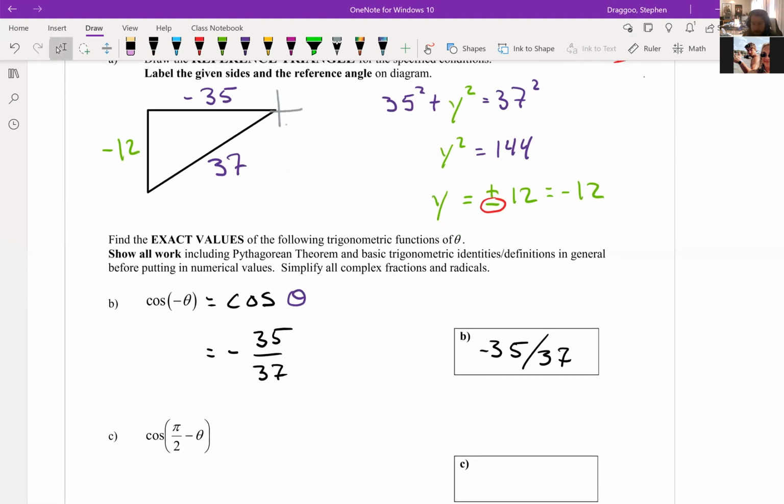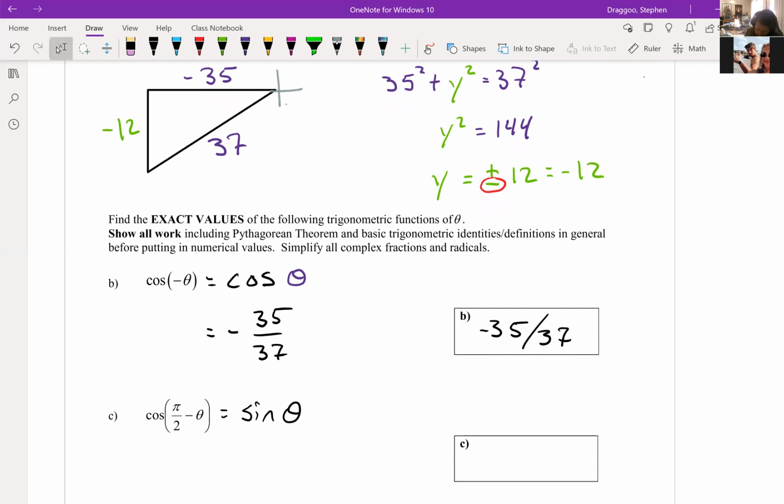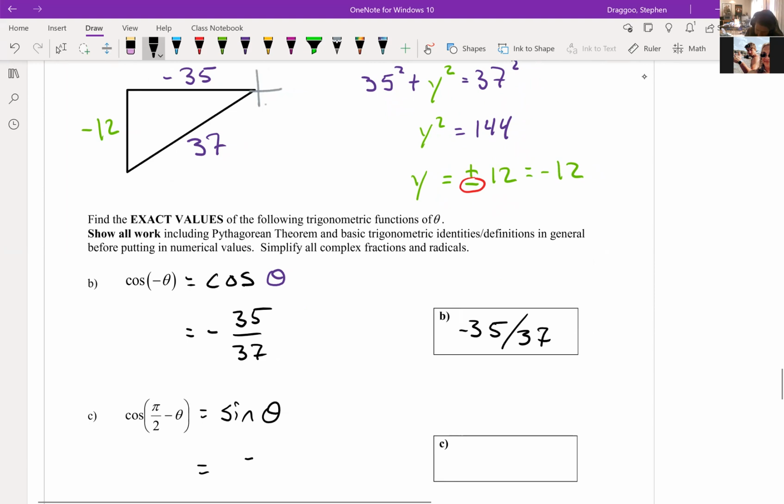Our next part, we want the cosine of pi over 2 minus theta, which we know is sine theta, because that's a cofunction identity, and the cofunction of cosine is sine. And from that triangle above, sine theta is negative 12 over 37.